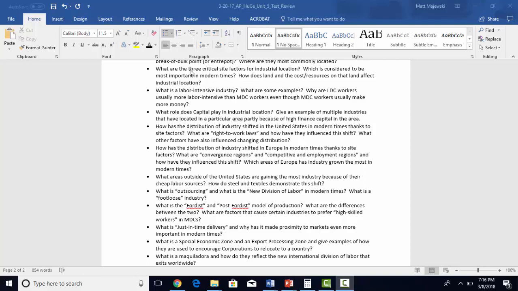All of these are capital moves designed to attract industry, right? It has nothing to do with the land itself. It has nothing to do with the labor. These are decisions to help that business have more capital, which it desperately needs in order to continue to grow. Give an example of multiple industries that have located in a particular area, partly because of high finance capital in the area. Oh gosh, okay.